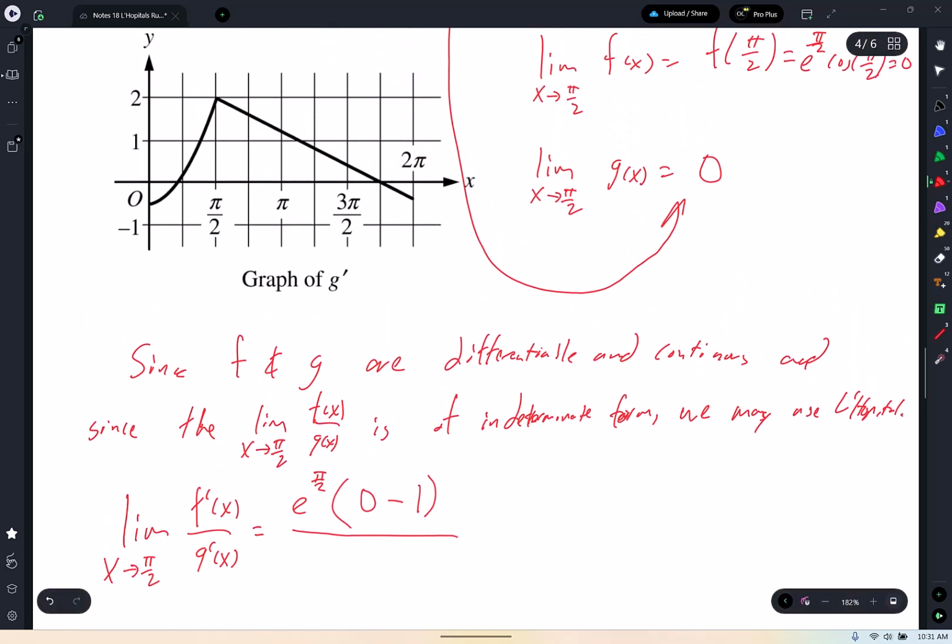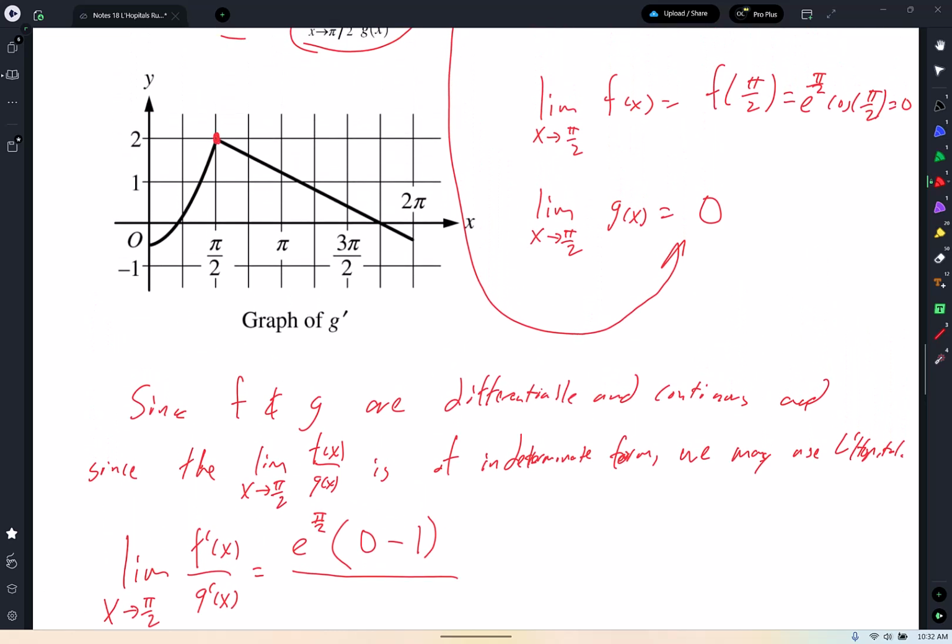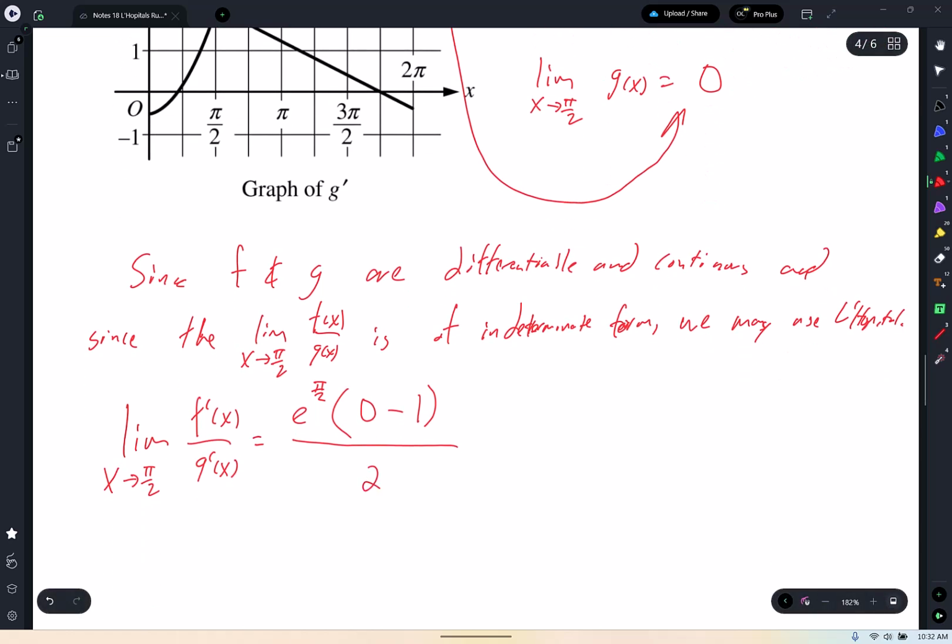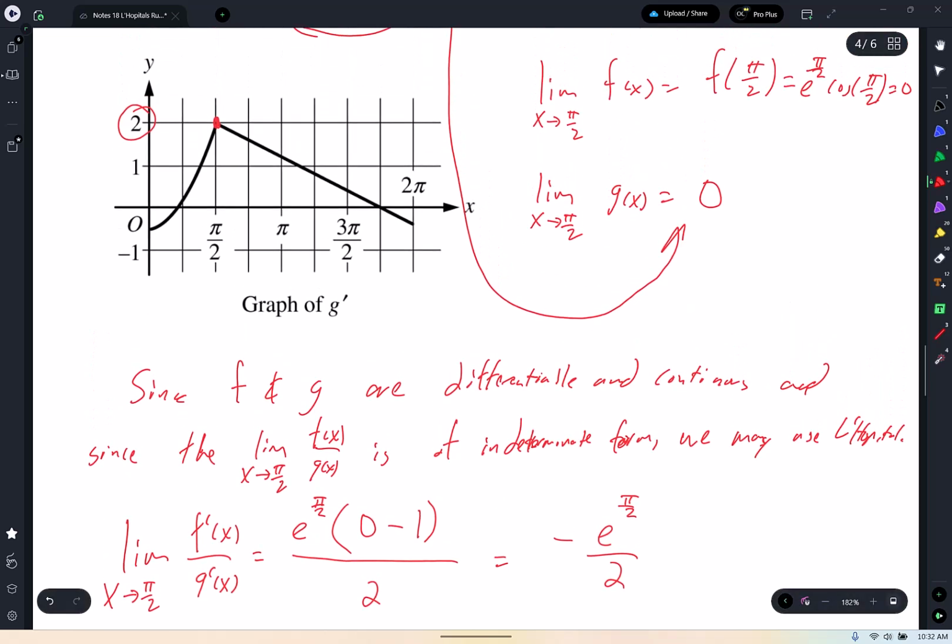Over G prime. Well, here's G prime. What's the value? 2. So my answer is negative e to the pi over 2 over 2. Negative because of that minus. You're multiplying by negative 1. Because this is my G prime graph, and G prime of pi over 2 is 2. No, ask. Ask, guys. I cannot read minds.